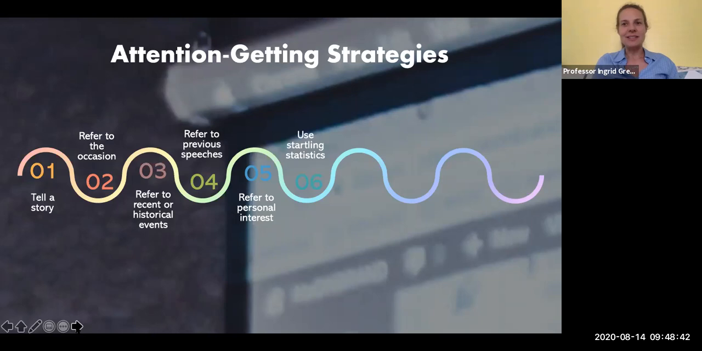Using startling statistics, this is like a win-win, so easy, right? If I start off a speech talking about heart disease and say that 80% of the people who die in this country die from heart disease, immediately do I catch your attention, right? Use an analogy, right? We all know what that is. Use a quotation, right? Super easy, super simple, really effective, right?